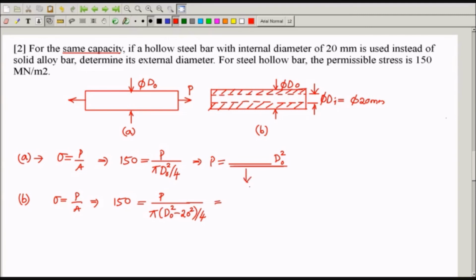You substitute that P here, whatever you get in terms of d naught square. This becomes d naught square minus 20 square by 4. Now you can solve this. Only d naught is unknown and you can find out what is d naught. Just try to solve this. You are supposed to get this as 61.75 mm. To withstand the same load between a solid bar and a hollow bar, outer diameter of 61.75 is required when internal diameter of the hollow bar is 20 mm. That's the meaning of this. This is just to understand the concept of stress.